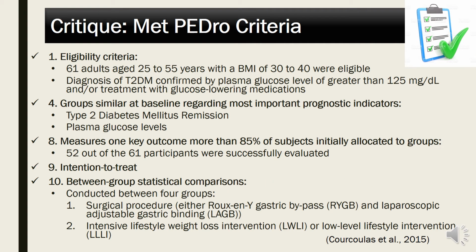The eligibility criteria was met as the source of subject was clearly stated from the University of Pittsburgh Medical Center. The list of criteria included 61 adults aged 25 to 55 years with a BMI of 30 to 40 and a diagnosis of type 2 diabetes confirmed by plasma glucose level of greater than 125 milligrams per deciliter and/or with treatment of glucose-lowering medications. The fourth criteria was indicated through the severity of the condition being treated, which was according to the plasma glucose levels. A key outcome measured at baseline was the type 2 diabetes remission, which was defined as either partial or complete remission.